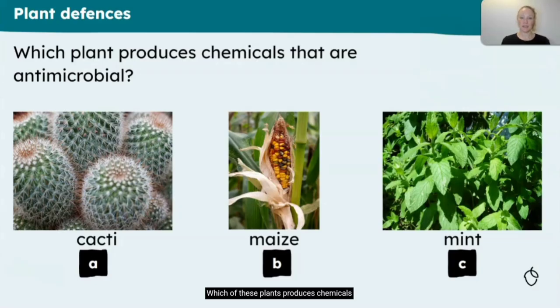Which of these plants produces chemicals that are antimicrobial? A, cacti, B, maize, or C, mint? I'll give you a moment to think about it, but if you need more time, please pause the video.